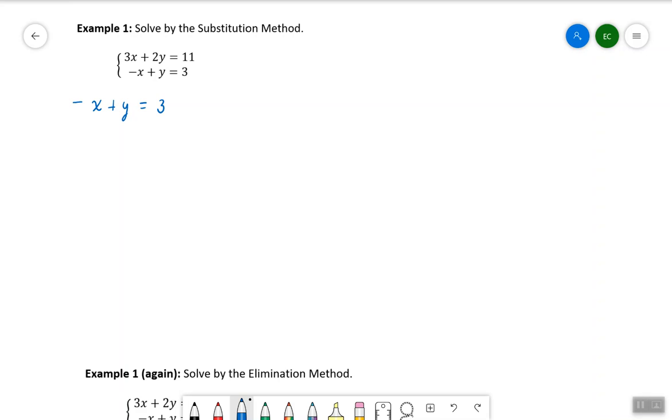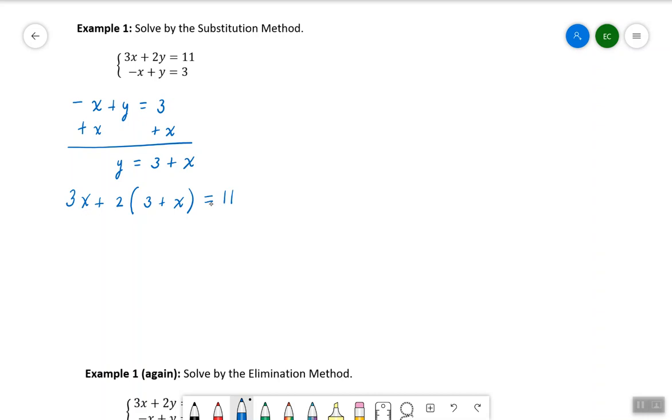And let's just solve for y. In one step, we add x to both sides, and we have the result, y equals 3 plus x. And of course, we could write this as y equals x plus 3. That wouldn't make any difference. And then we're going to take that result, and we're going to substitute it into the other equation, into the first equation. So the first equation says 3x plus 2y. We're not going to write y this time. We're going to write 3 plus x instead of y. All that's equal to 11.